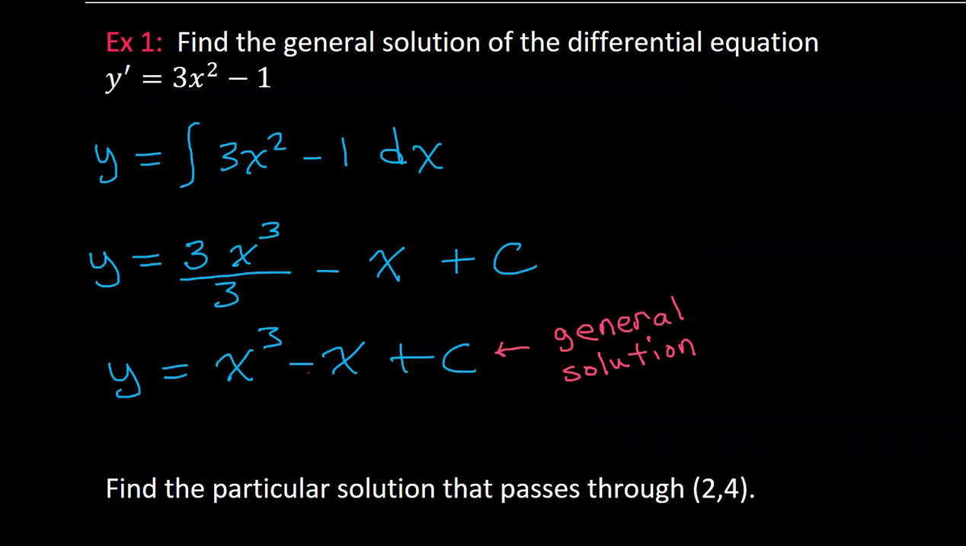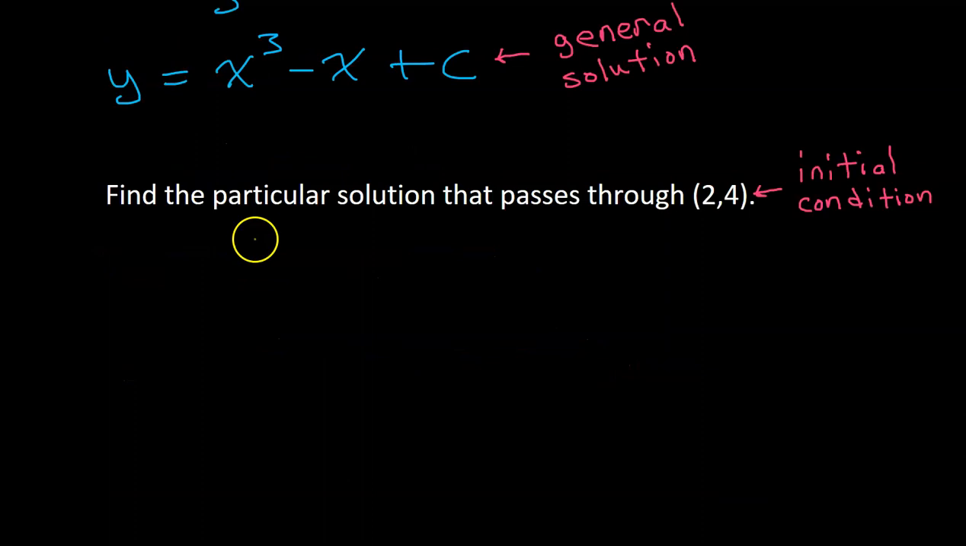So far, we've found the general solution of the differential equation, this family of infinitely many vertical translations. But what if we are asked to find the particular solution that passes through the point 2, 4? This new piece of information, this single point on the graph, is called the initial condition, and it will allow us to find c and nail down a particular solution to the differential equation.